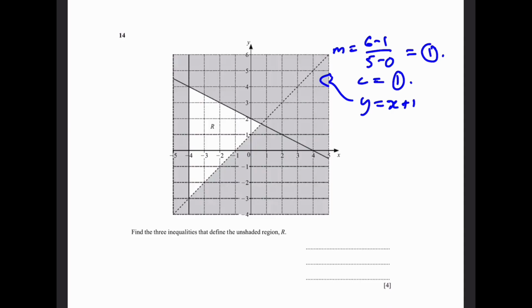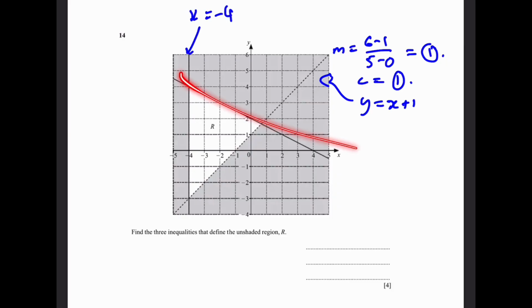And what about this one? This is very straightforward. Because it's a vertical line, it is x equals k, where k is a constant. And what is k? Just look at the value where this line passes through the x-axis. That's x equals minus 4. So k is equal to minus 4. And this line is just x equals minus 4.